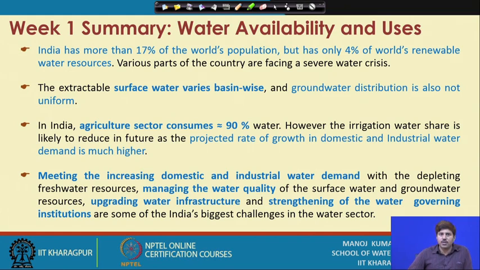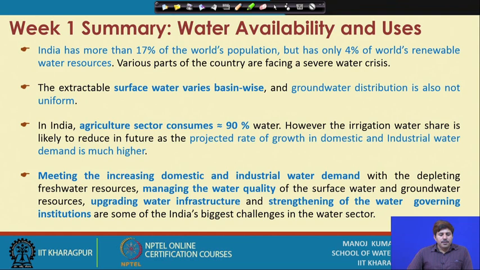The agricultural sector consumes around 90% of water in India. Different agencies estimate it differently, some say 91, some say 89, but approximately it is 90% of water which is consumed in the agricultural sector. However, the irrigation water share is likely to reduce in future, not in terms of quantity, but in terms of percentage, as the projected rate of growth in the domestic and industrial sectors is much higher as opposed to the agricultural sector. So, the domestic and industrial sectors, which consume around 5-6% of the total water at present, are expected to double by 2030, while the consumption in the agricultural sector will increase marginally.